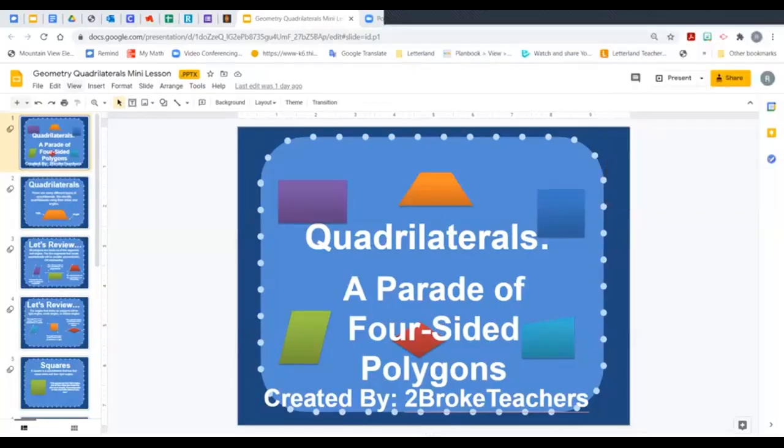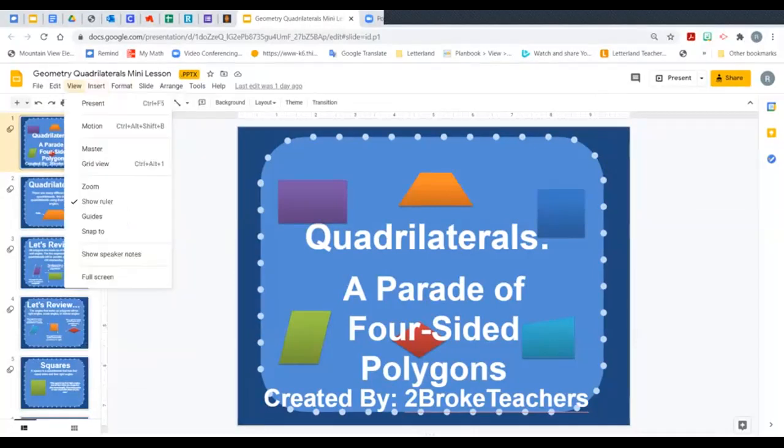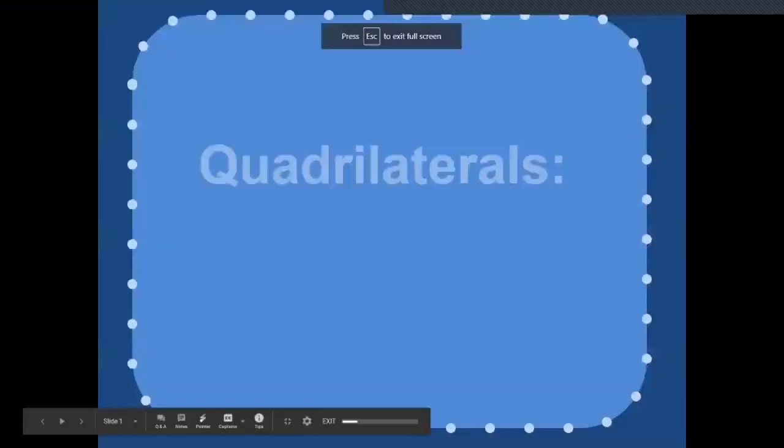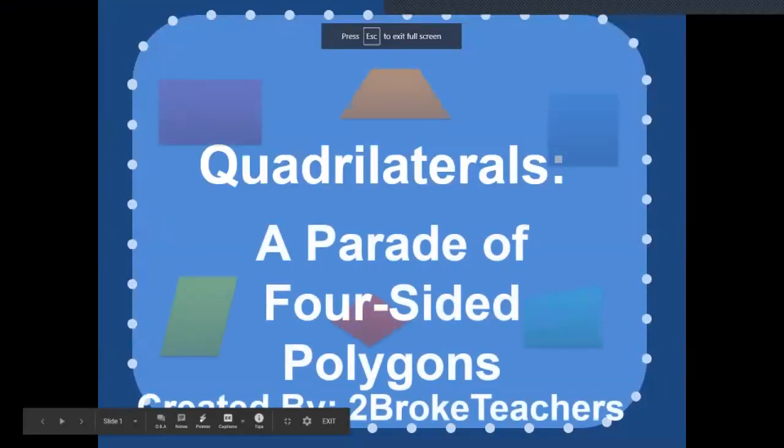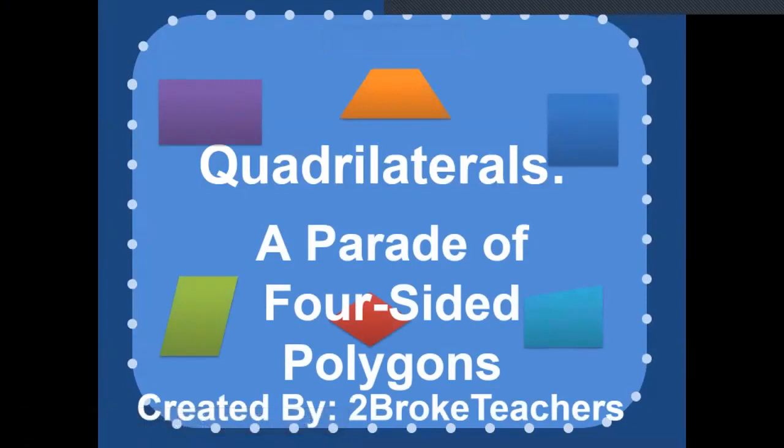I'm going to review a little bit and look in more detail at some things with our quadrilaterals. This is called a parade of four-sided polygons. So anything that's got four sides is a quadrilateral. So that stuff we've already talked about.